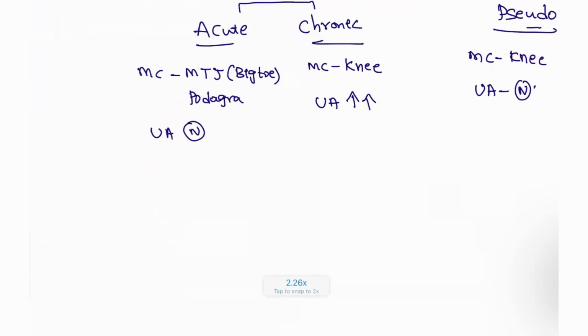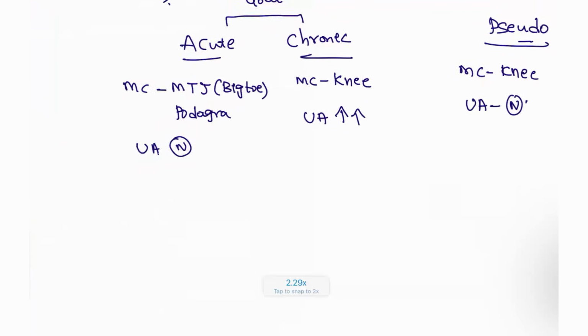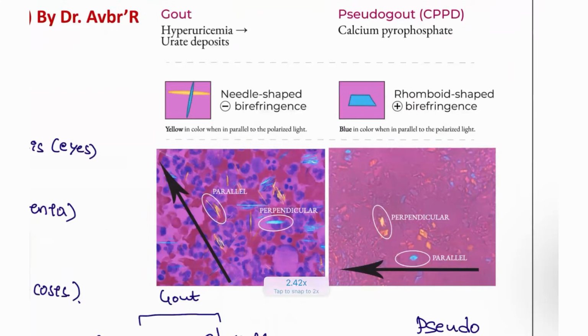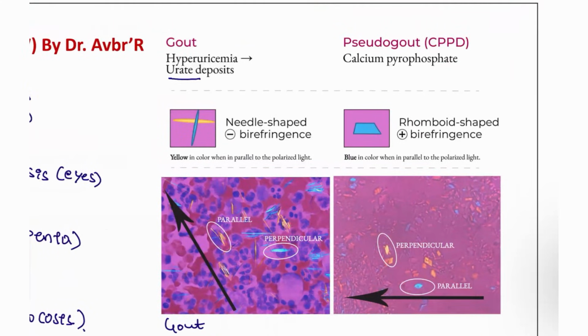What is involved in gout and pseudo gout? In gout, there will be increased urate deposits. Monosodium urate deposits are seen. In pseudo gout, it is due to calcium pyrophosphate, nothing to do with urate crystals. So that is why it is a misnomer, caused by calcium pyrophosphate.